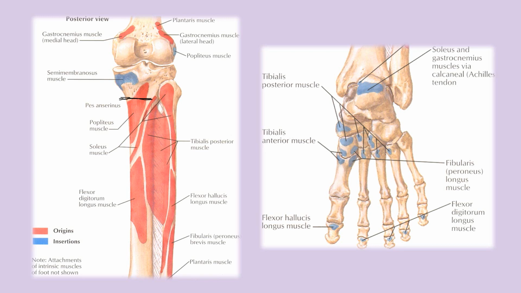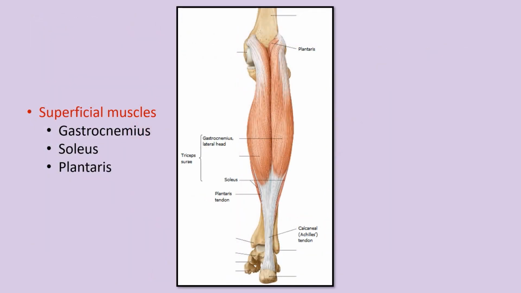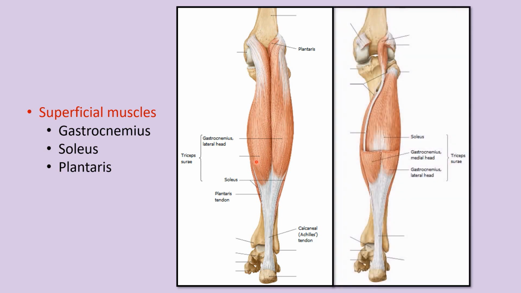So let us look at those muscles. In the superficial muscles, this is the medial head, this is the lateral head of gastrocnemius. Along with that, plantaris also is seen, and both of them are covering the soleus. Soleus is not seen here. To look at the soleus, we have to break open the gastrocnemius. So here it has been done.